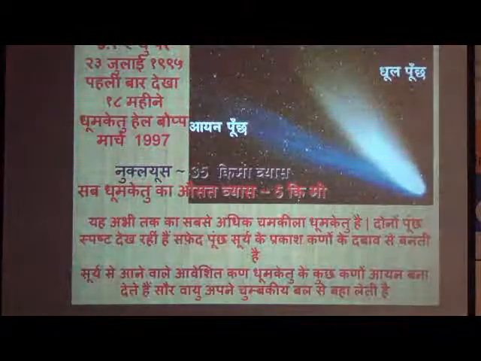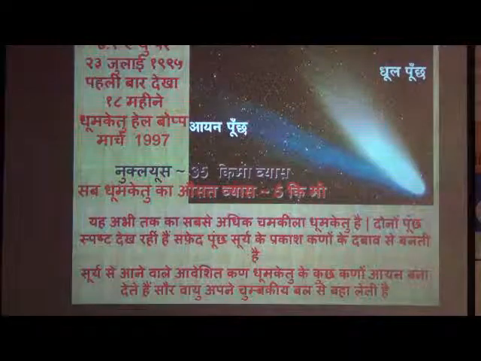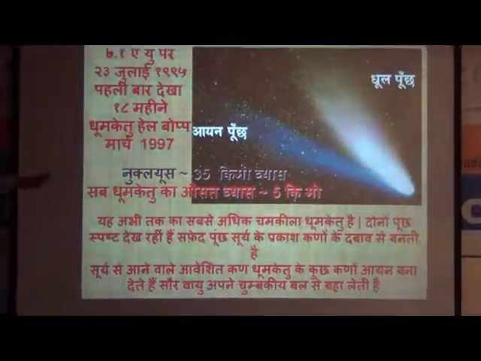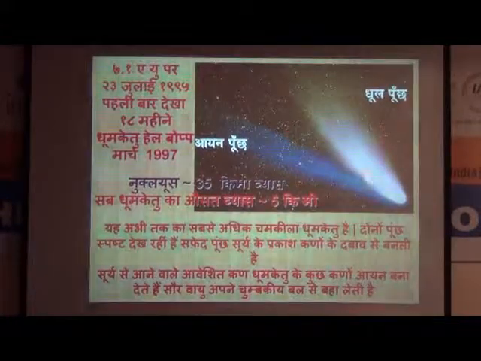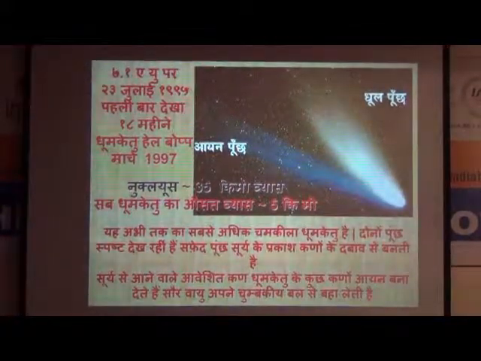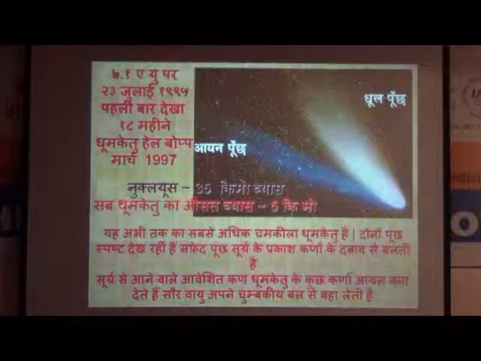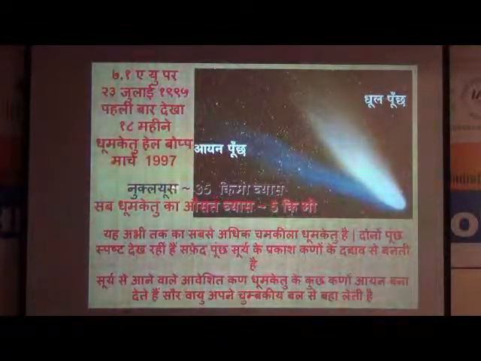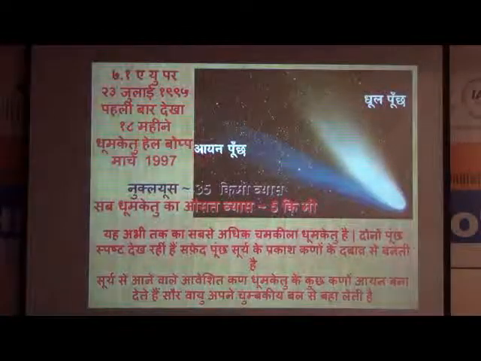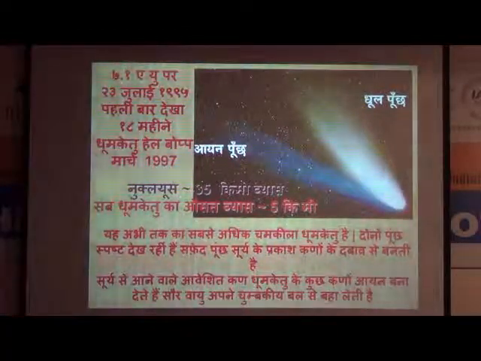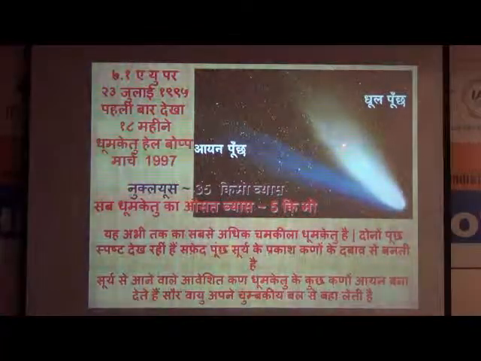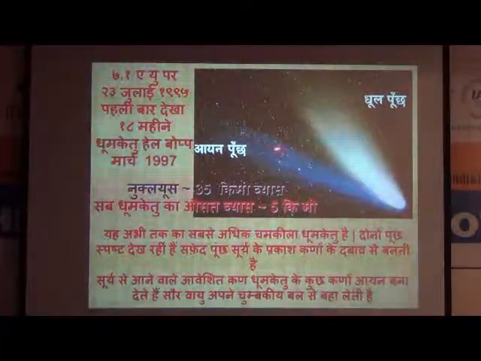Next slide. In fact, ISON was supposed to have become even brighter than this comet, but this is the brightest comet of this century, called Hale-Bopp. And here you can see the two tails very clearly. This is the dust tail, and this is the ion tail of the comet.